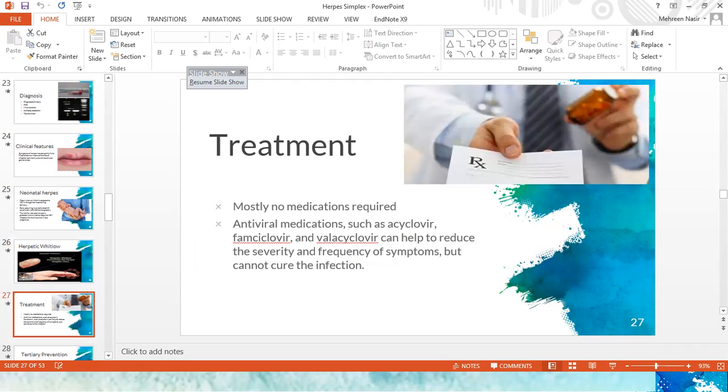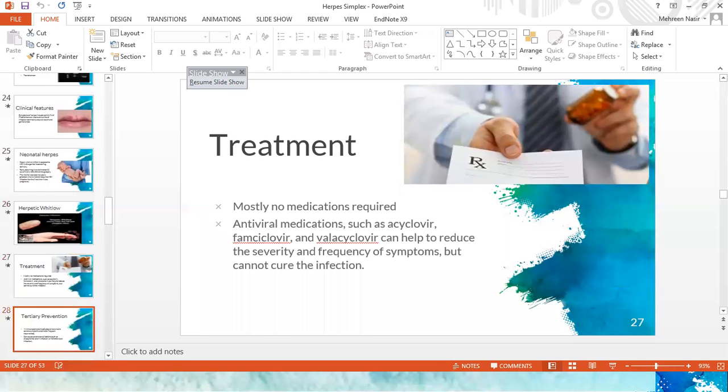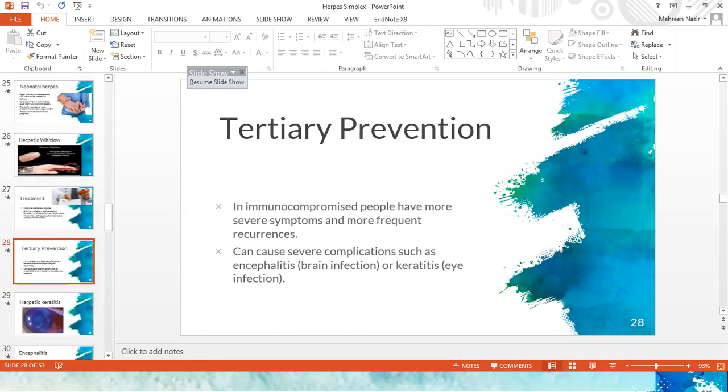Treatment. Mostly no medications are required, but antiviral medications such as acyclovir, famciclovir, and valacyclovir can be used to reduce the severity and frequency of symptoms, but cannot cure the infection. Tertiary prevention includes disability limitation and early rehabilitation.